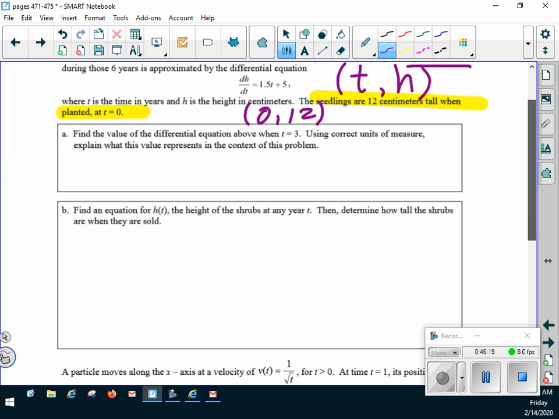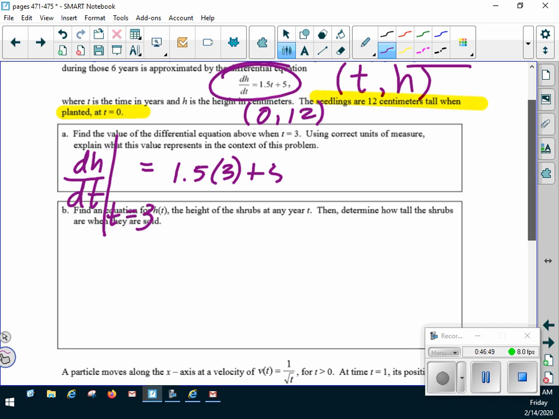Find the value of the differential equation above when t is 3. I'm trying to find the value of this when t is 3. Notation, how do you write it? You write dh dt at t equal 3. Write it like that, big long bar. 1.5 times 3 plus 5. What do you get? 9.5.